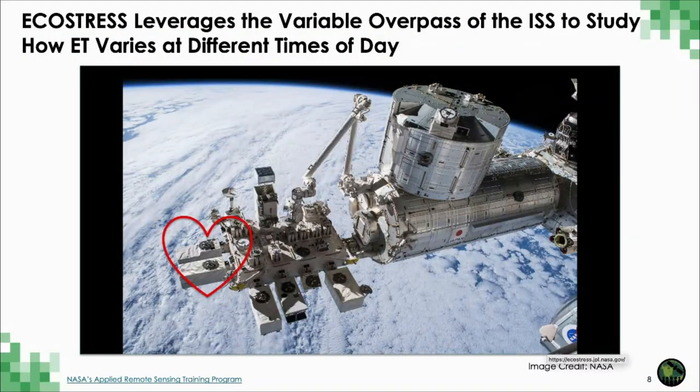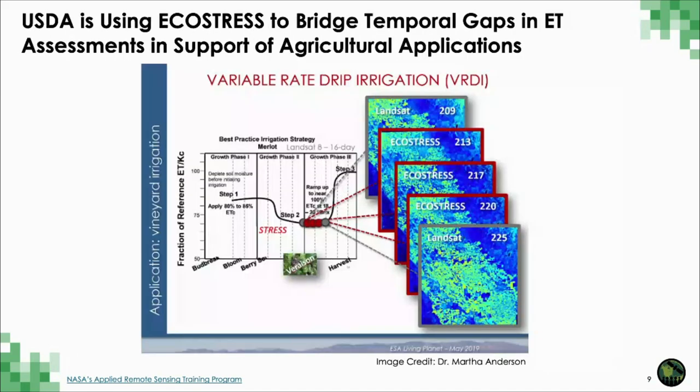One important thing to note here is that ECOSTRESS is on the ISS, which has varying overpass times. So in different regions, it passes through at different times of day, and so it samples the diurnal cycle. And so ET from ECOSTRESS has the leverage that it can look at different parts of the diurnal cycle and how ET varies diurnally. And USDA actually uses that to fill the gap between, say, Landsat data, which is 16 days apart. And so ECOSTRESS ET is quite useful to fill that gap in between. If you go through the webinar link that we just showed, you will be able to see a lot more applications and details about ECOSTRESS ET.